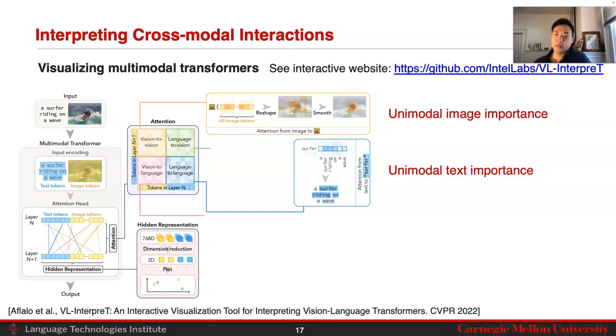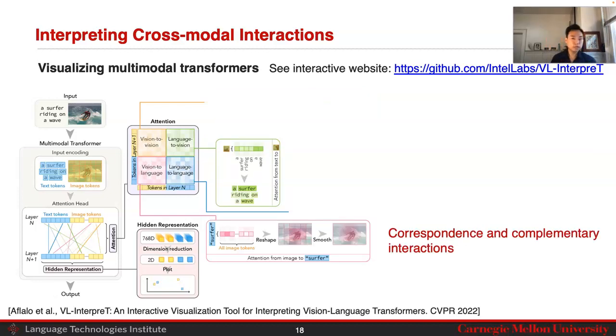So essentially you can take these attention maps across your concatenated image and text data, and that can be broken down into 4 things. Your vision to vision attention, which basically tells you unimodal image importance, and your language to language attention, which tells you importance inside your text. And you can see that, indeed, just by looking at image importance, you see the surfer, and you also see the text importance of surfer and riding in a wave highlighted in text.